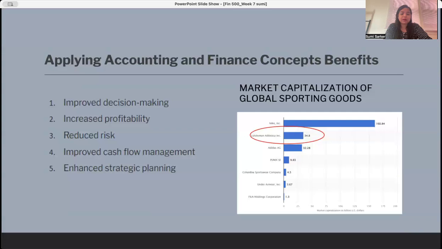Increased profitability. By making better decisions, we can increase our company's profitability. Reduced risks. Accounting and finance data can help us to identify and mitigate risks. Improved cash flow management. Accounting data can help us to track our cash flow and ensure that our company has enough money to meet our obligations. Enhanced strategic planning. Accounting and finance data can help us to develop and implement a sound strategic plan.